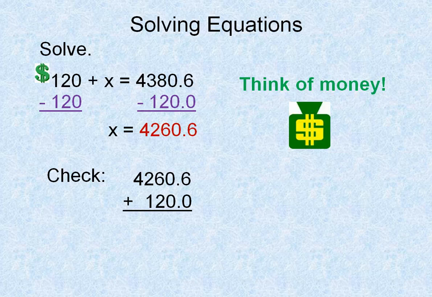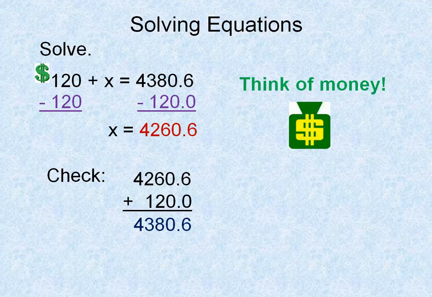And then we add the answer to 120. Again, this is read as 4,260 and 6/10 plus 120. So our answer will be 4,380 and 6/10, which matches the problem.